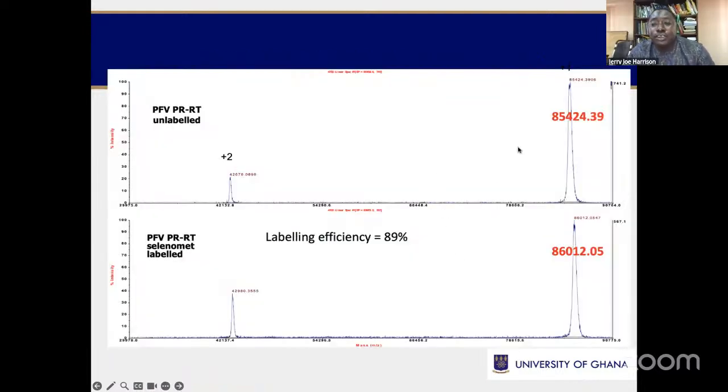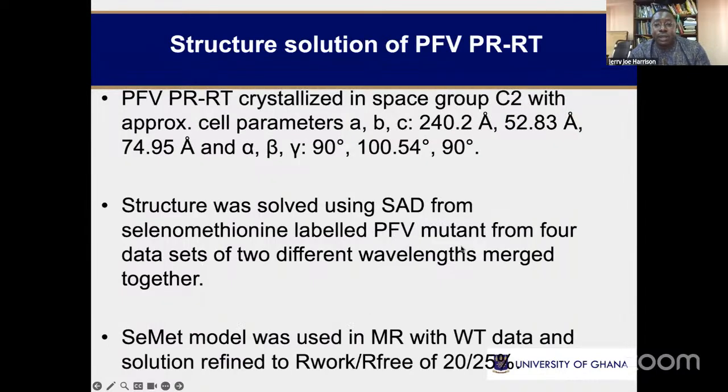In addition, we used selenium labeling. Here there's a mass spec of the unlabeled and the labeled. You can clearly see the shift in the molecular ion, clearly showing that that's about 89% labeling. What it means is that there were 14 methionines in there, and so only the first one didn't get labeled, which is understandable. And so we tried crystallizing that.